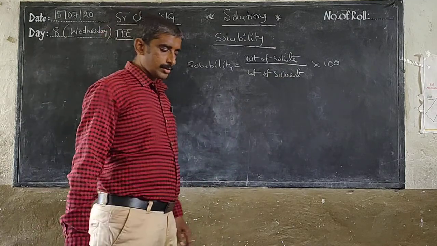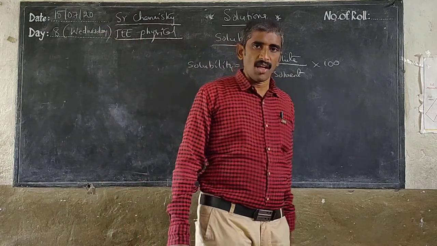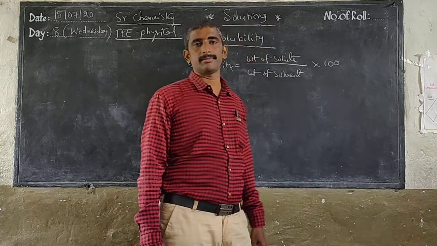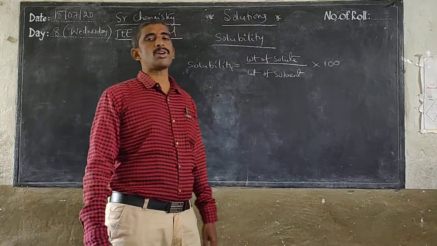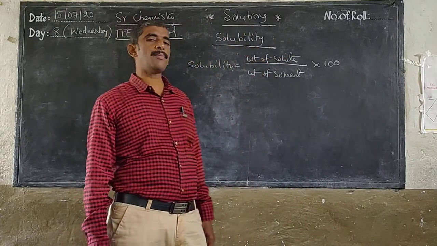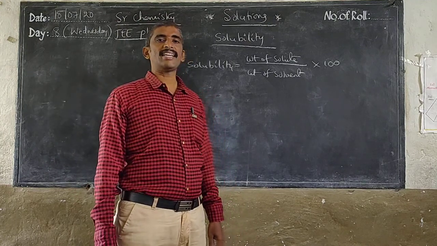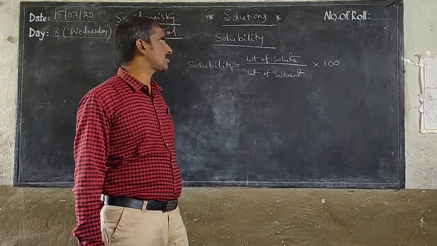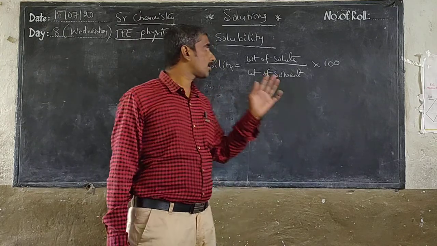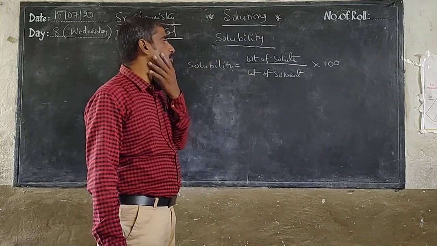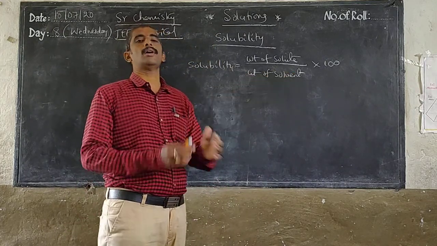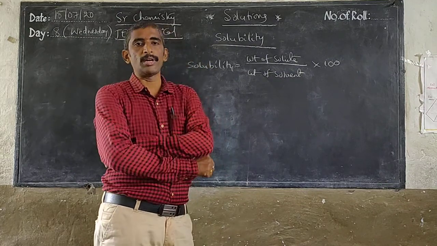Once again, solubility can be defined as the amount of solute dissolved in 100 grams of the solvent to form a saturated solution at a given temperature. So solubility equals weight of solute by weight of solvent into 100.